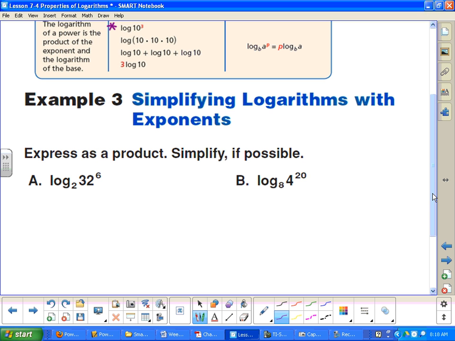So it says express it as a product and then simplify if possible. So as soon as I see this exponent here, I know I can take that and I can move it to the front. So this becomes 6 times the log base 2 of 32.